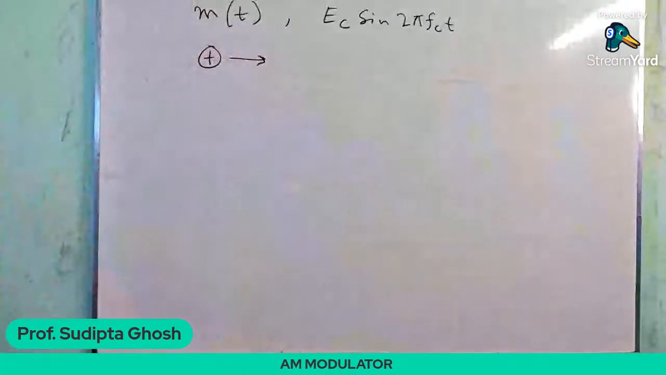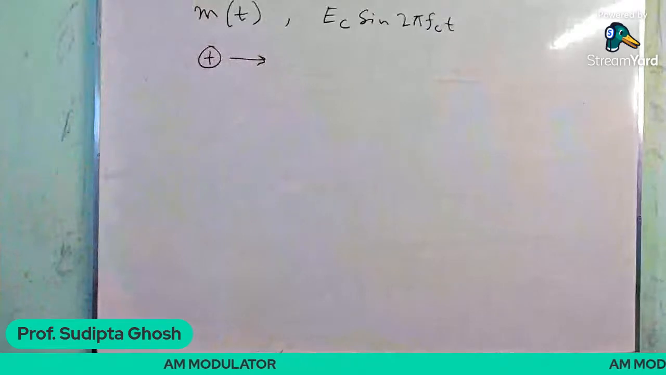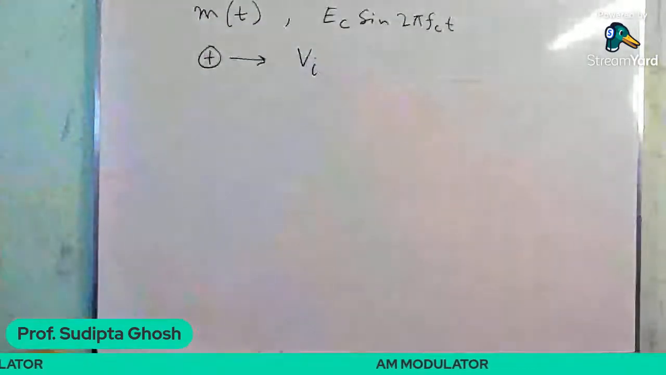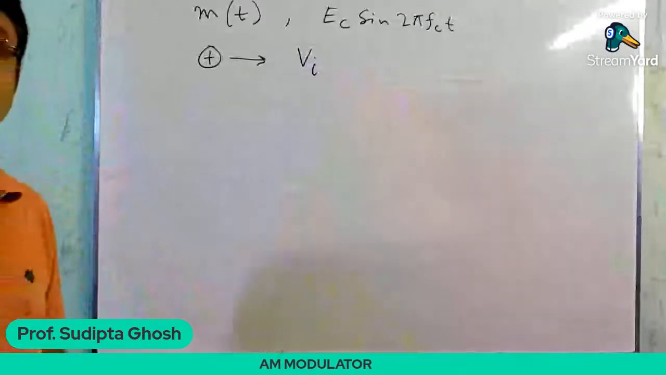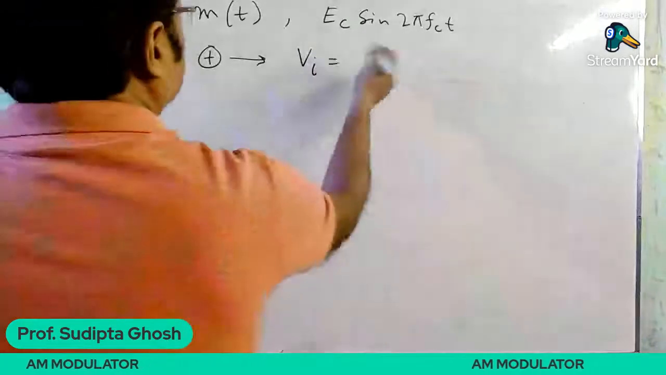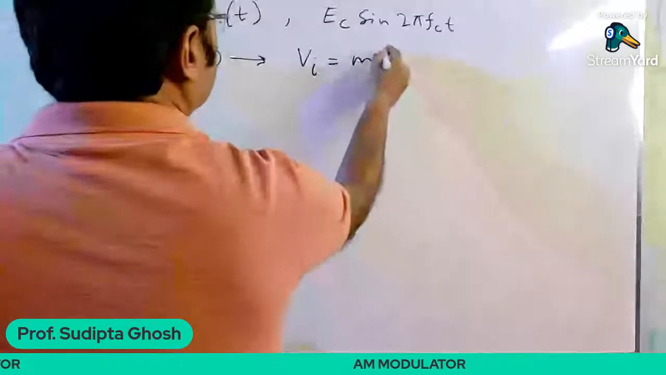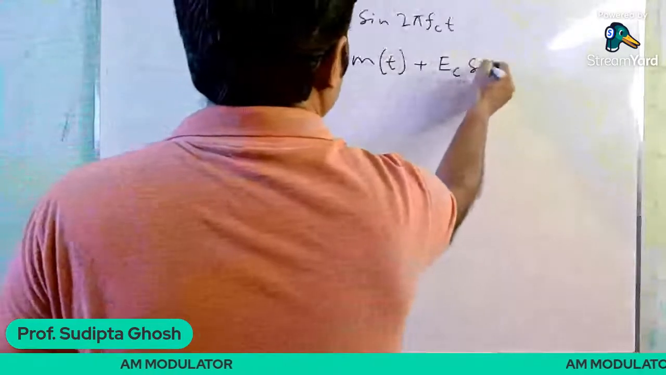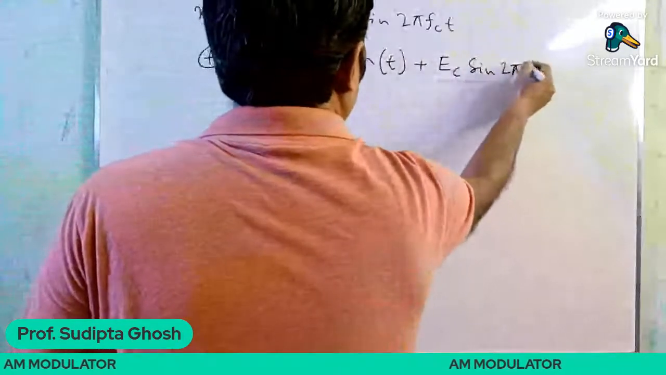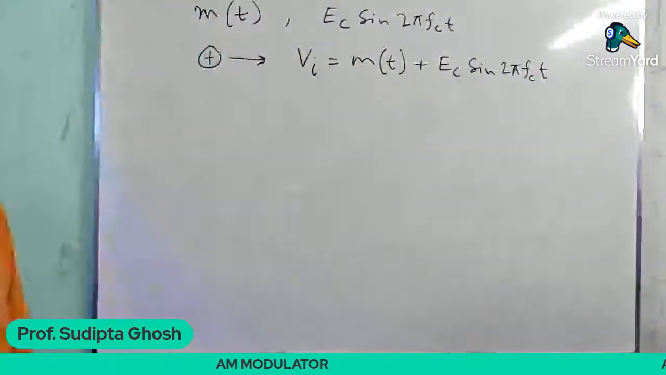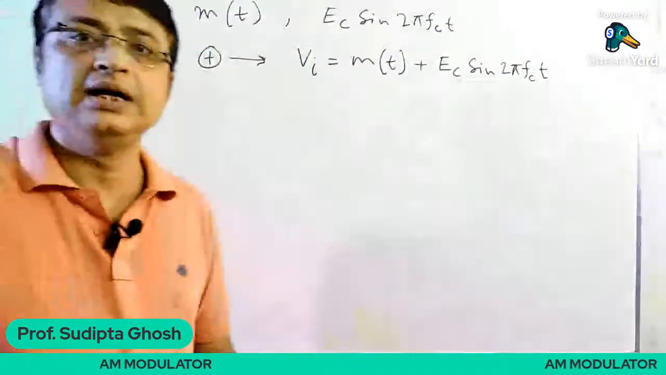the voltage form, let it be represented as vi. That is the input voltage to the nonlinear device, and this will be nothing but the addition of these two voltage waveforms, m(t) plus Ec sin 2πfct. So this will be the input voltage to the nonlinear device.